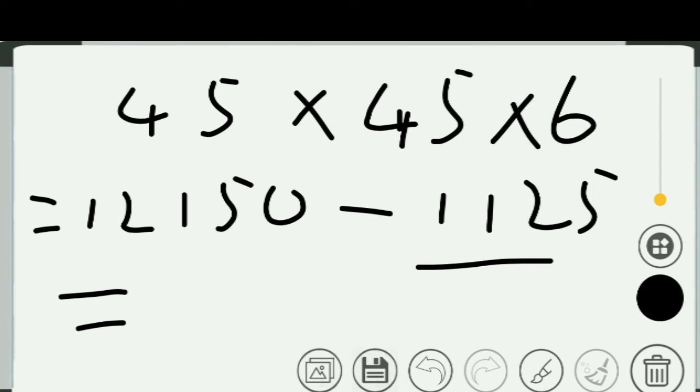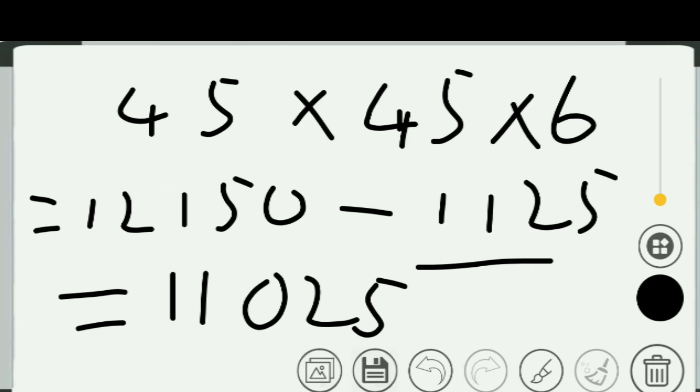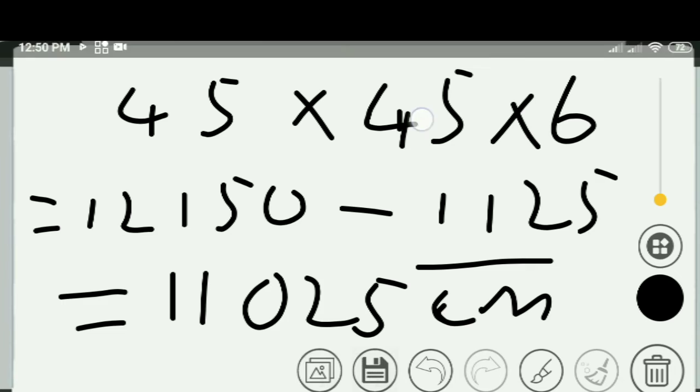Equals 11.25 centimeter, which is 11,025 centimeters, which is the final answer. We're going to 3.3 now.